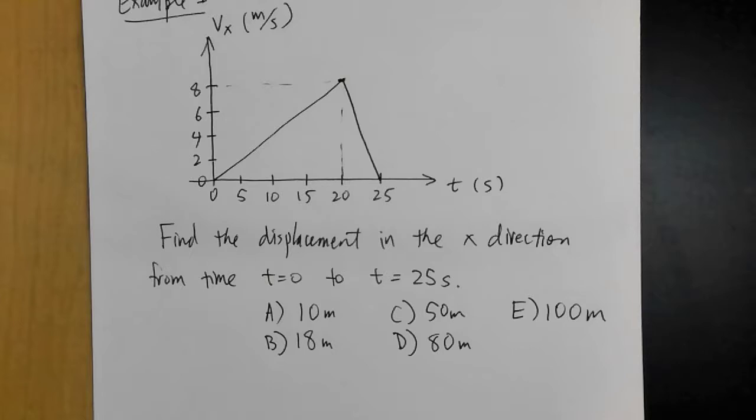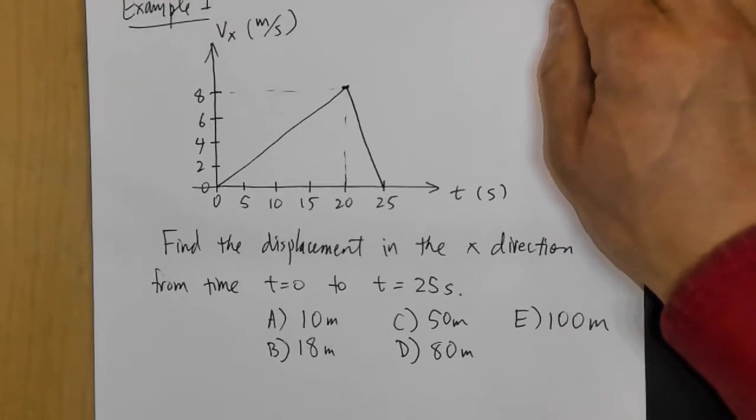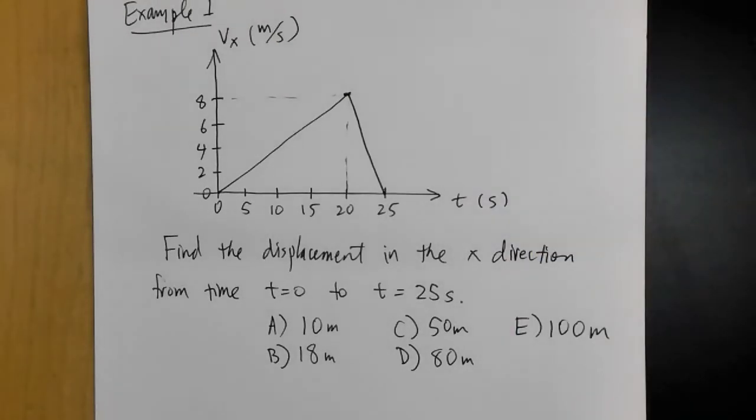Okay, and I'll open up the poll. Press A if you need to do that, but let's go. Okay, we're plotting Vx, the x component of the velocity.